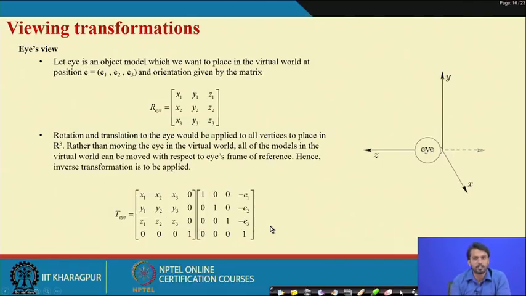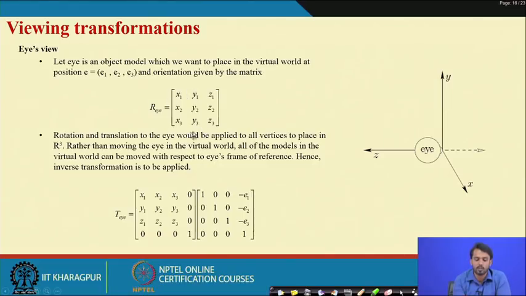Next, the viewing transformation. In this viewing transformation we will see an eye's view. That means the eye is at the origin of a model. So how can this 3D model for an eye be developed for a view of the eye? The eye is an object model in which we want to place the virtual world at a position E = (E1, E2, E3).